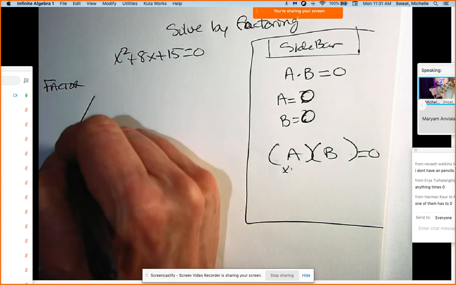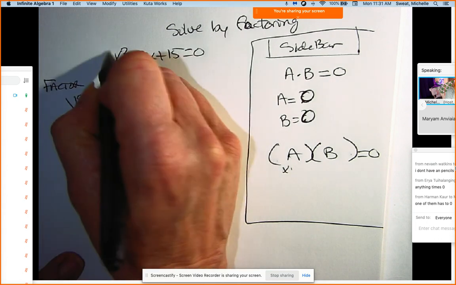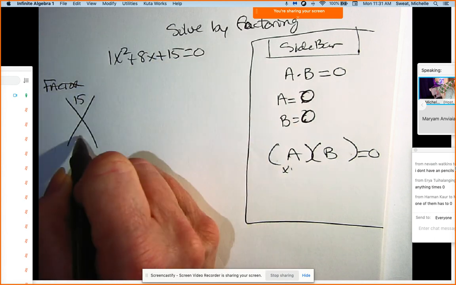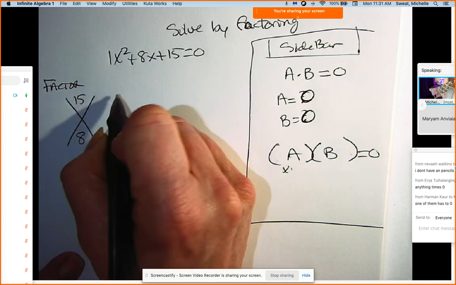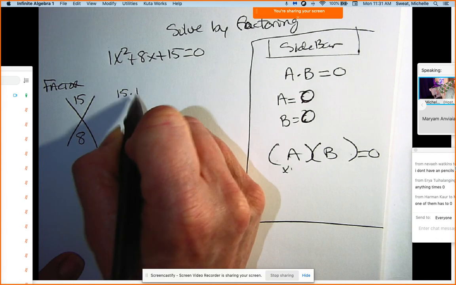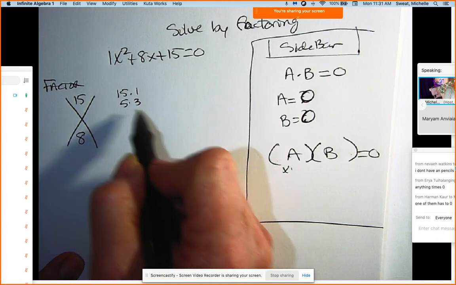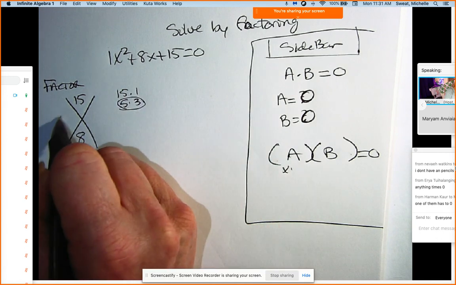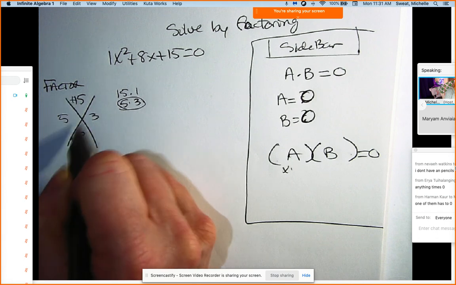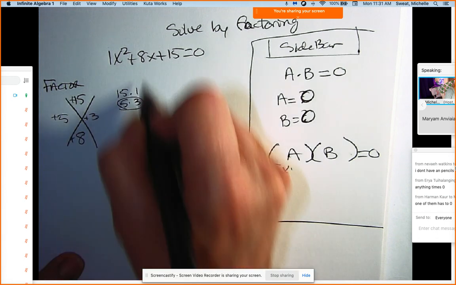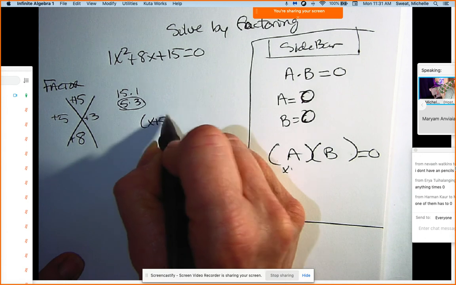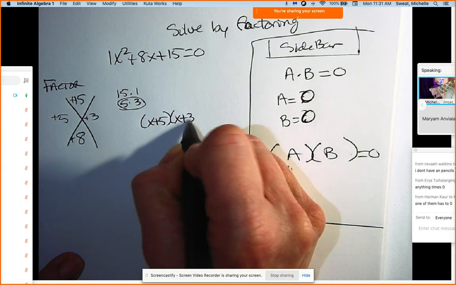Okay, so we're going to magic X. 15's on top because there's really a 1 here. 1 times 15 is 15, and 8's here. Factors of 15 are either 15 times 1 or 3 times 5. The factoring should be pretty simple today. I'm going to use 5 and 3. Sorry, they should be plus plus. So now I can rewrite this as x plus 5 times x plus 3 is equal to 0.